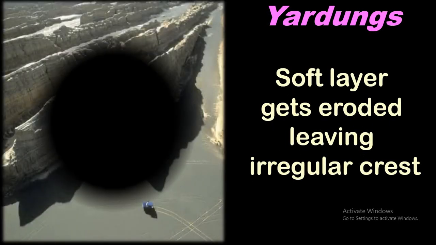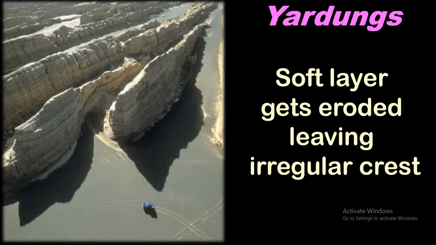Yardangs. The soft layer gets eroded, leaving the irregular crust. So in between, when the wind blows, the soft layer of rocks gets eroded, wears down and leaves out the hard layers, isn't it? That was the picture of Yardangs. Very nice to look at. It's really quite good.